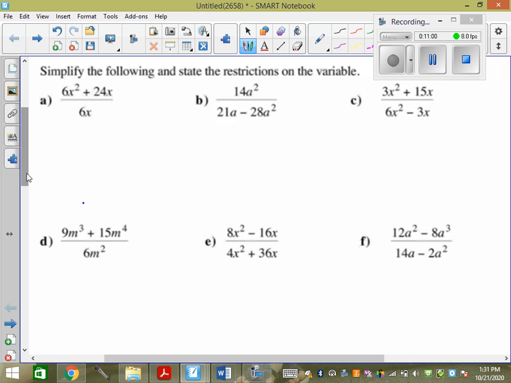Quiet, please. So for the first one, it says simplify the following and state restrictions on the variable. So we have to simplify the whole thing. I only made you do restrictions just for practice, but you actually have to simplify the whole thing. So the top, we can take out a 6 and an x, and then we're left with x plus 4. On the bottom, we have a 6 and an x. Our NPVs are going to be x cannot equal 0.